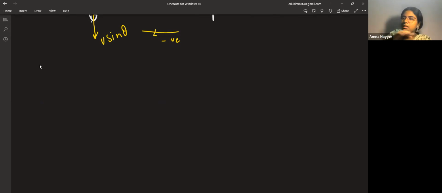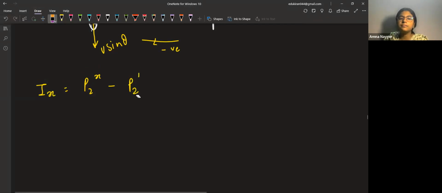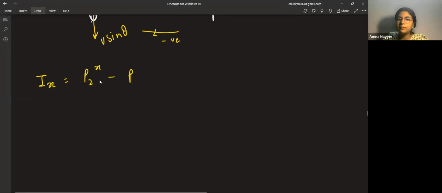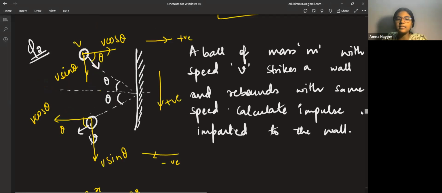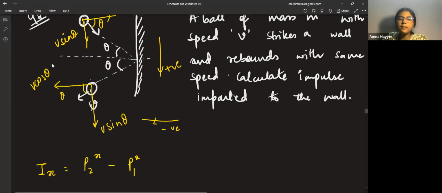In the previous question, since no angle was given, we just calculated directly along the x-axis. Now we'll be calculating x and y separately. So this will be momentum along the x-axis, second one, minus momentum along the first one. Momentum P2 minus P1 along the x-axis. So M, P2, which one is coming back? Velocity along the x-axis while rebounding. So this becomes minus V cos theta, right?